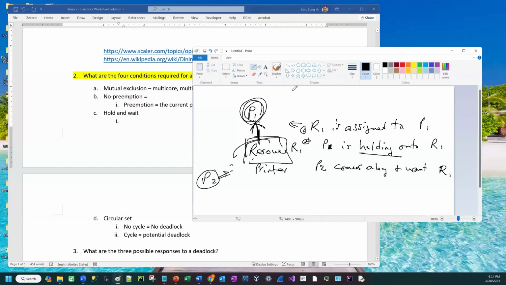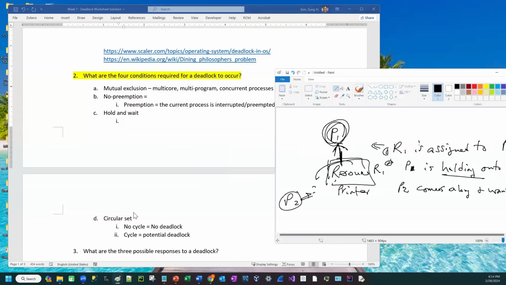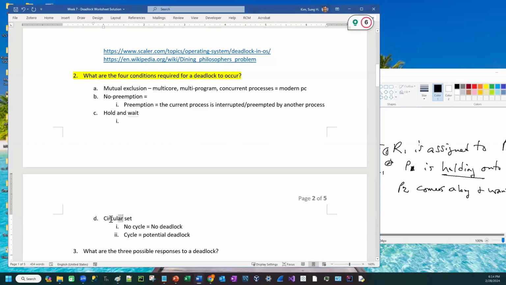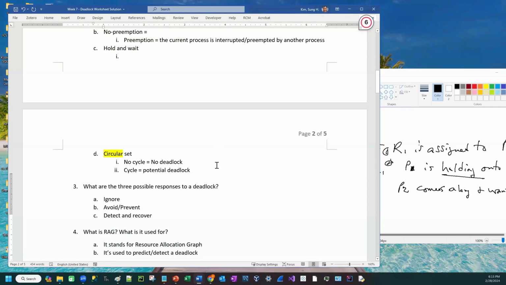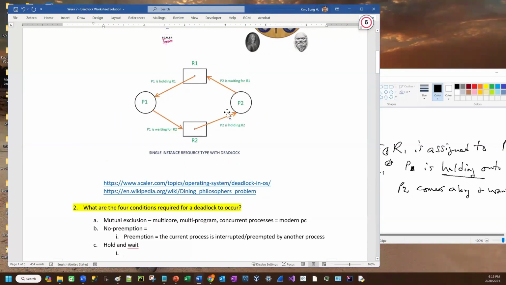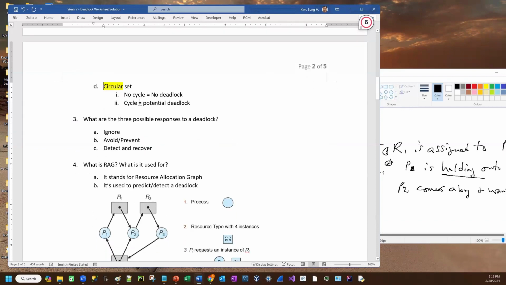But most importantly, deadlock occurs when there is a circle. So remember this word. We'll be going back to this word circle a lot today. Here's a circle right here. So that's a deadlock. If there is no circle, then there is no deadlock for sure. If there is a circle, I should say not cycle, then there is a deadlock.